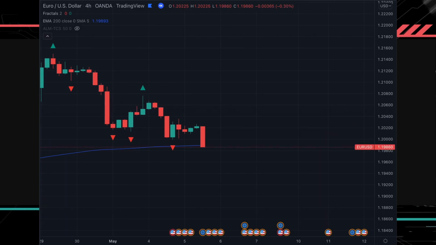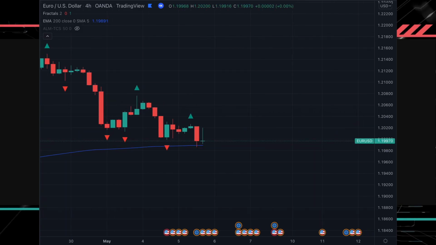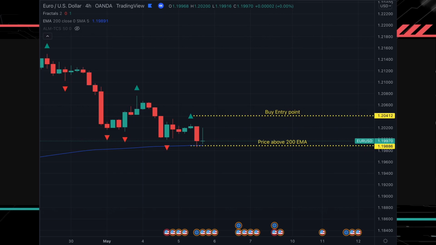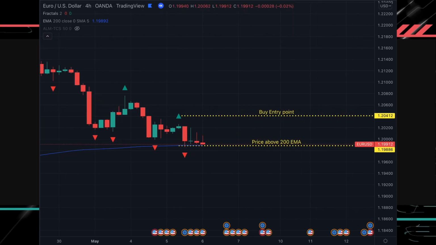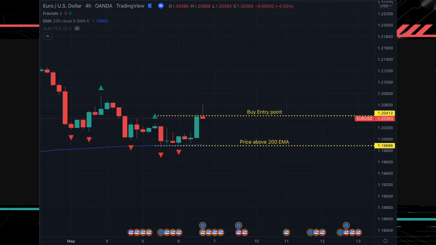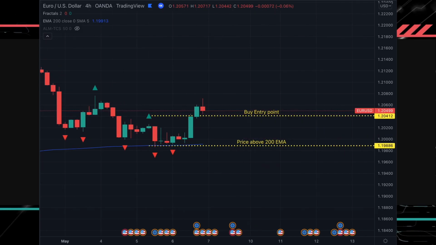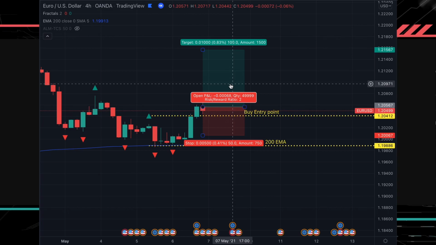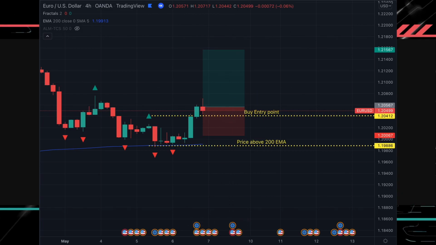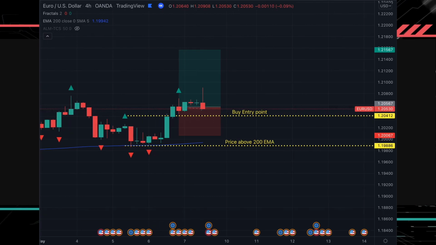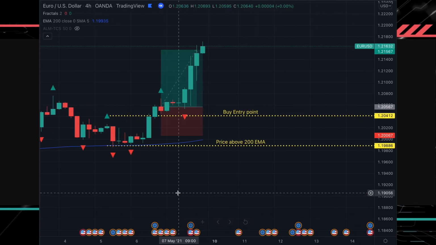Our second example is EUR/USD on the 4-hour time frame. As usual, first, the price needs to be above the 200 EMA, shown by the yellow line. Next, place the buy entry where the bearish fractal is formed, indicated with a green arrow. Once the price closed above the entry line, we will enter a buy trade. We set the stop loss at 50 pips and using a risk to reward of 2, we place our take profit at 100. After trading for a while, the trade turns out to be a winner.